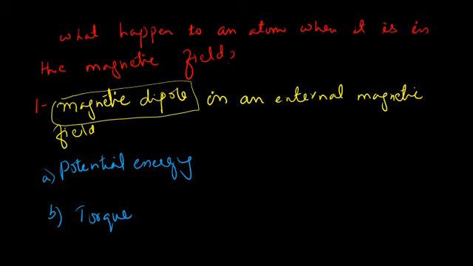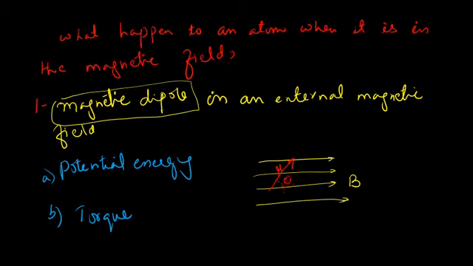So let's suppose that we have a magnetic field in this direction. This is the magnetic field, and we can represent it by B. Now, an atom which acts as a magnetic dipole is in the magnetic field, and it has magnetic moment mu. The magnetic moment mu makes an angle theta with the direction of the magnetic field lines. First I will discuss the potential energy in an external magnetic field. B is the external magnetic field here.